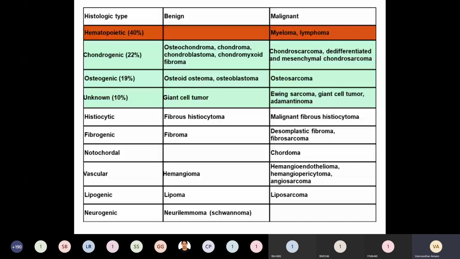Hematopoietic cells, most of them can become lymphomas, myelomas. Then chondrogenic: benign are chondromas or osteochondroma, chondroblastoma, chondromyxoid fibroma. Malignant is chondrosarcoma, dedifferentiated or mesenchymal. Osteogenic: osteoma, osteoblastoma, and osteosarcoma. For the exam point of view, you have to know something about osteosarcoma. Many times it has been asked in your exam. Then giant cell tumor, Ewing sarcoma, then fibrous histiocytes as cell of origin. The benign tumor is fibrous histiocytoma. Malignant fibrous histiocytoma is its malignant counterpart. Then fibroma, fibrosarcomas. The tumor arising from notochord is chordoma. So these are the various tumors.